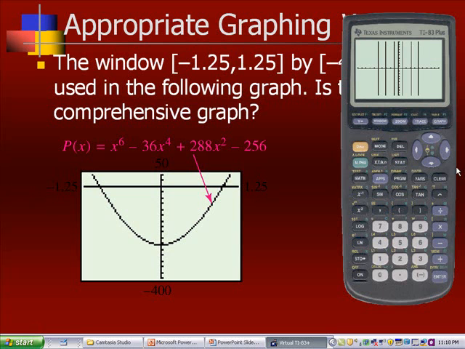Okay, looking at this one, all of our x values are good. So let's change our y values. So let's go to Window. Let's leave our x's from negative 10 to 10, and let's change our y values from negative 100 to positive 100. Let's see if that's going to help us any. Well, that's getting there. Let's go to negative 1,000 up to 500.